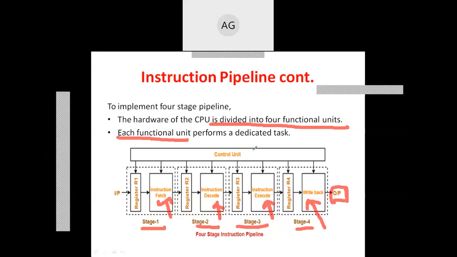As you can see here, only one control unit is controlling all these stages. In between every stage, there are registers to save the value and transfer it to the next stage. All of you need to remember this diagram, which is the working diagram of the instruction pipeline.